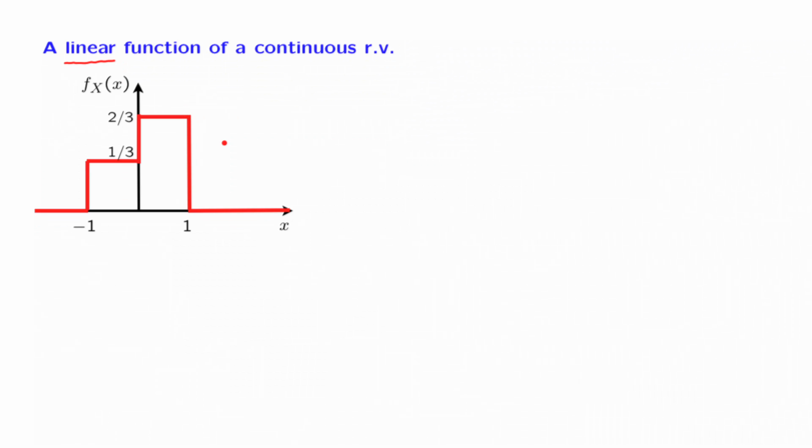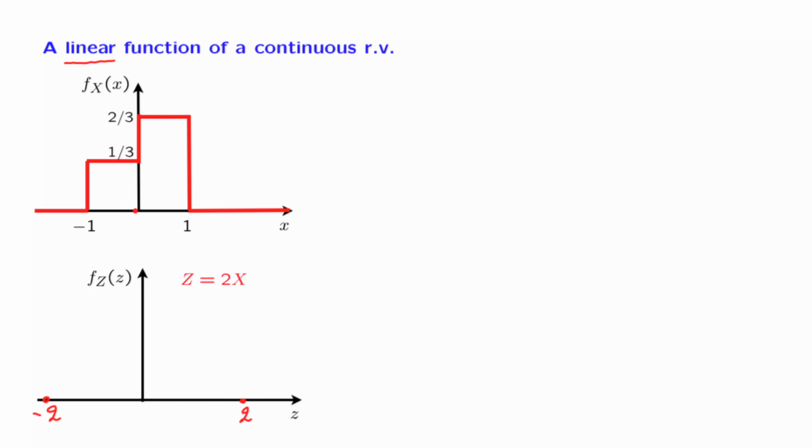So we start with a random variable x that has a PDF of the form shown in this figure, so that it is a piecewise constant PDF. We then consider a random variable z, which is defined to be 2 times x. The random variable x takes values between -1 and 1, so z takes values between -2 and 2.